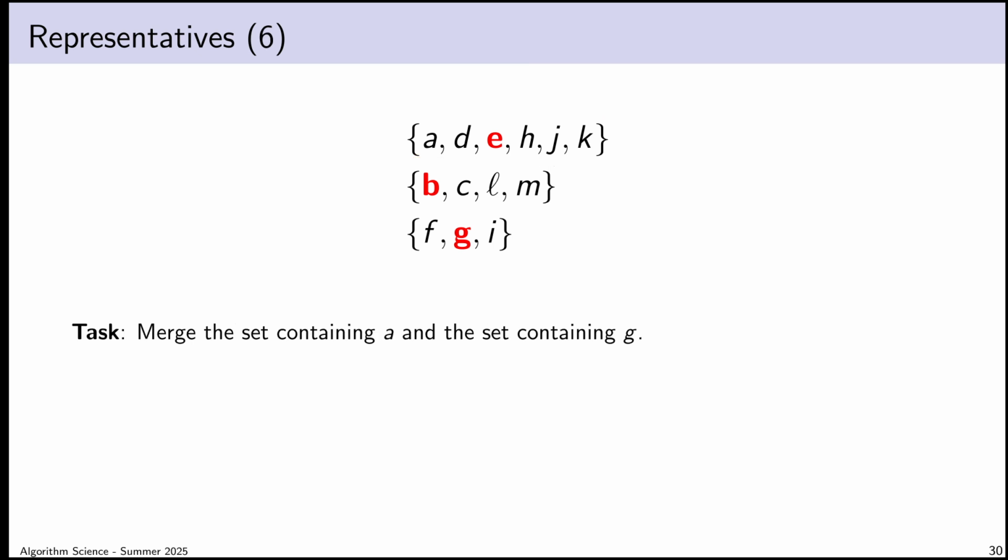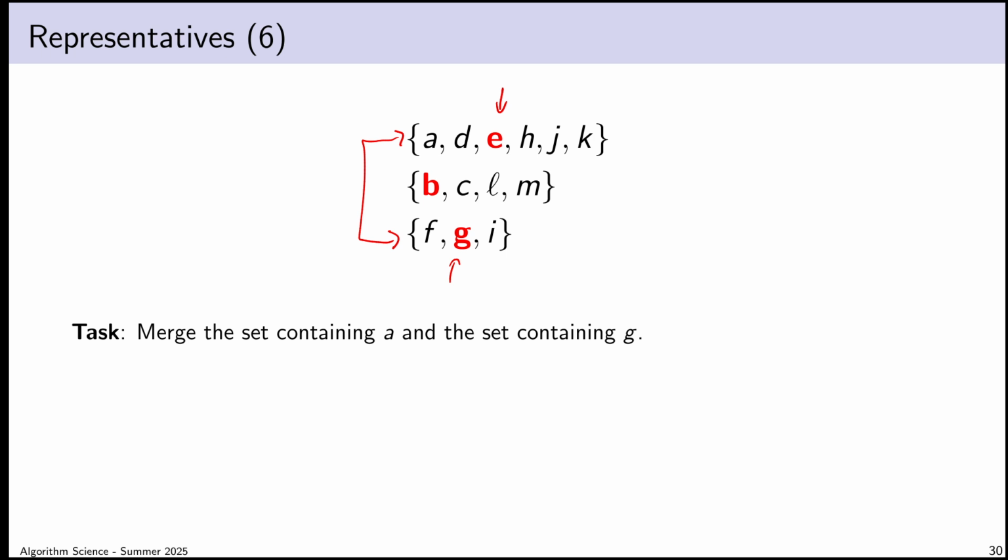All right, let's try doing a merge. Merge the set containing A and the set containing G. As we'll see shortly when we talk about implementations, typically the first step of a merge operation is to find the representative of each set, just so you know which set you're working with, although we don't have to do it that way. So notice how I am merging the first set and the third set. That's the merge I want to do.